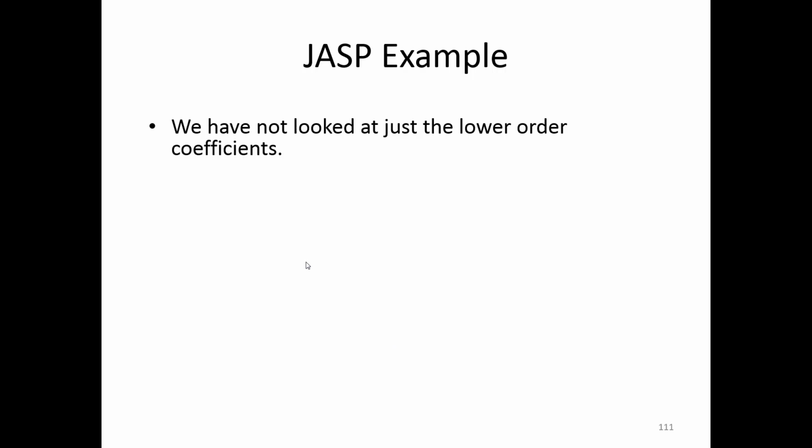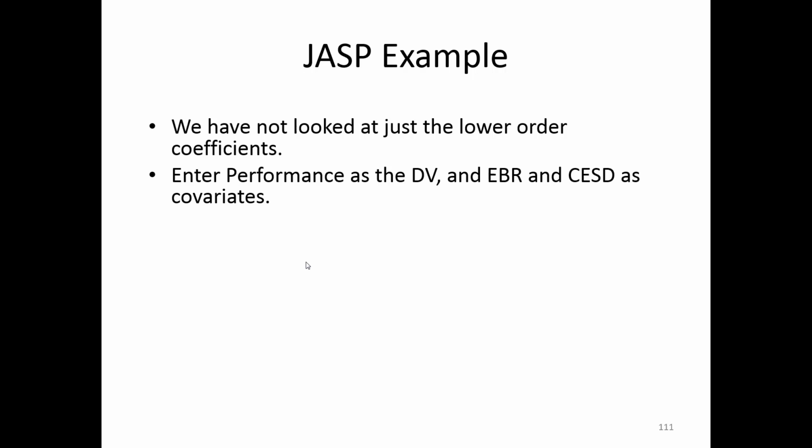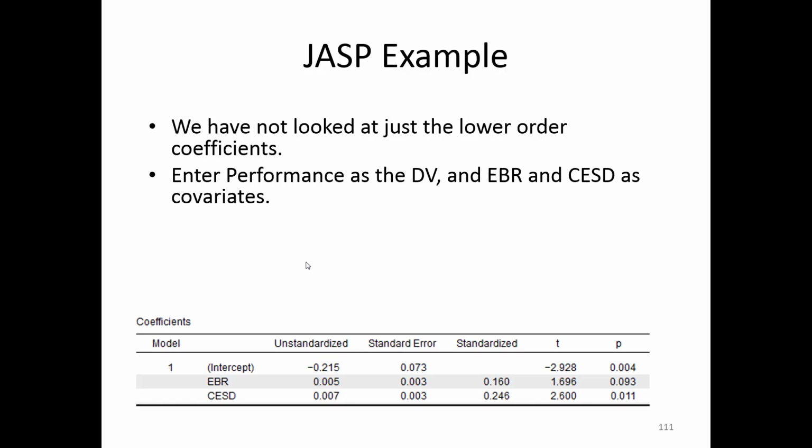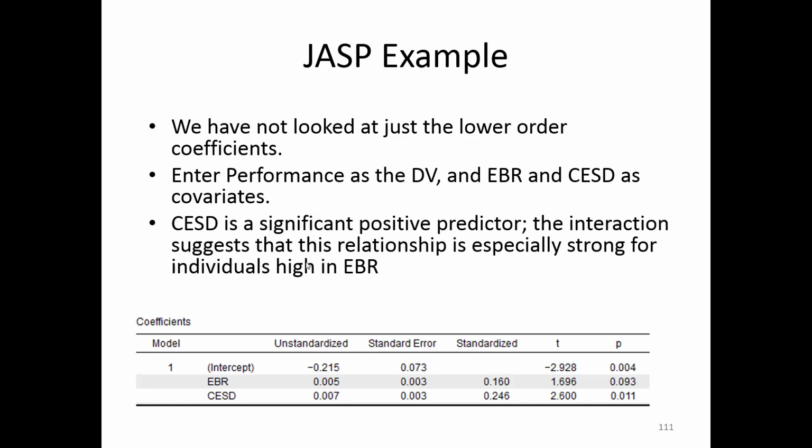Okay, so we've not looked at just the lower order coefficients, so we might want to do that. So enter performance as the dependent variable, and then EBR and CESD as covariates. Okay, and so CESD is a significant positive predictor. So the interaction suggests that this relationship is especially strong for individuals high in EBR.